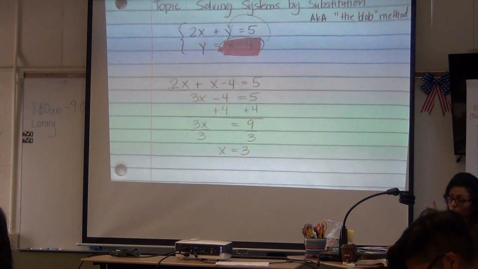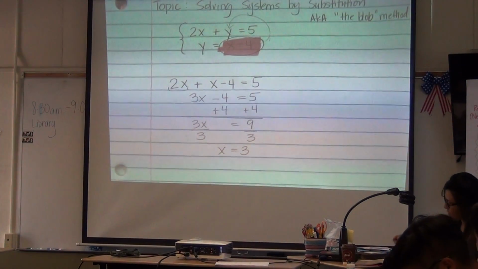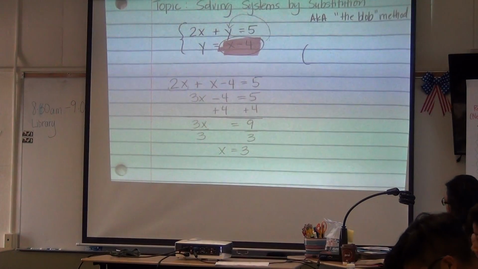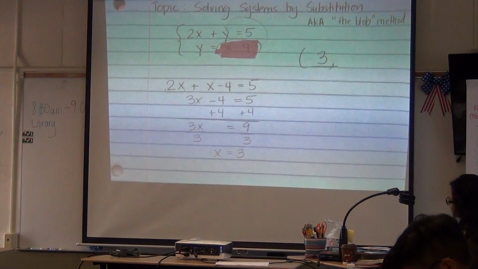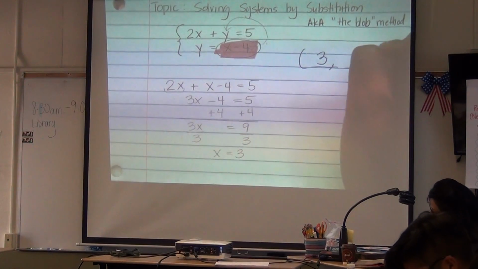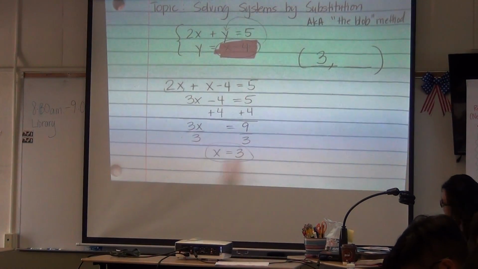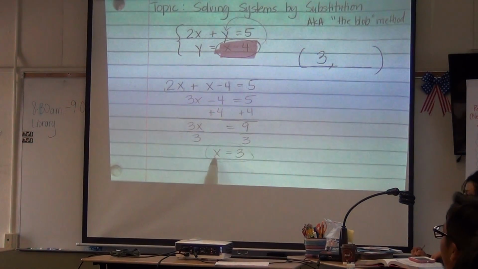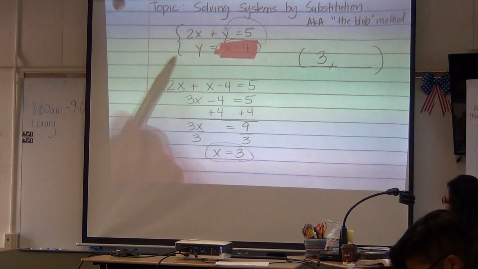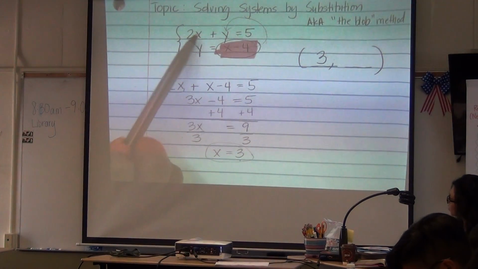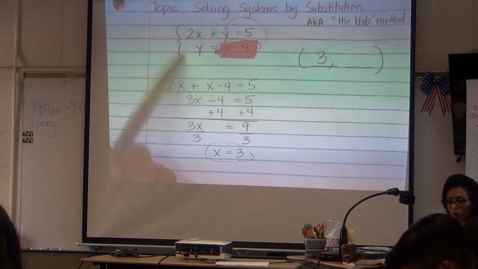Or actually I found a coordinate, or a point. That's not enough. I need x and y. So I found 3, but I need y. So now I take this solution, x equals 3, and I'm going to substitute it into the first equation or the second one, whichever. You can use either one.